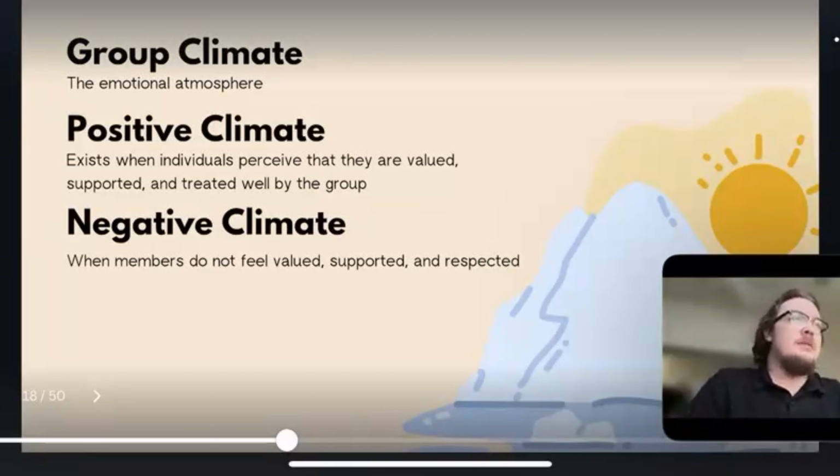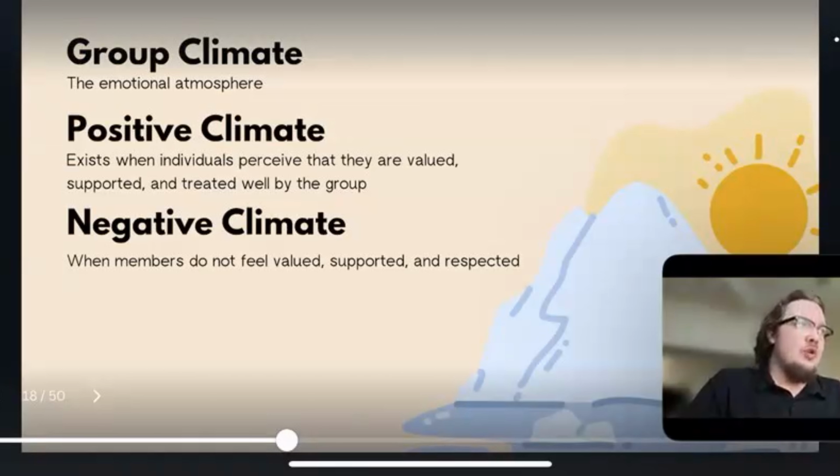So the goal or purpose of this chapter is to identify and explain why a positive group climate is far more likely to develop when cooperative communication patterns are emphasized and competitive communication patterns are de-emphasized. So that's the overarching goal of this lecture, of this class, and of this chapter.